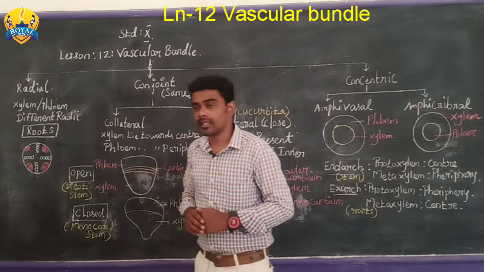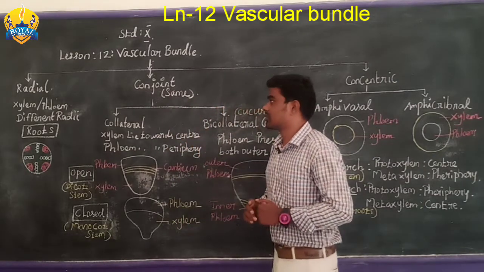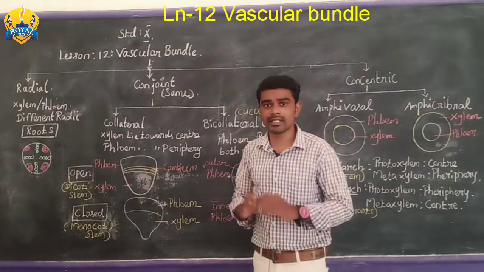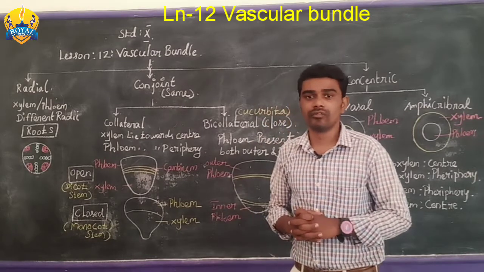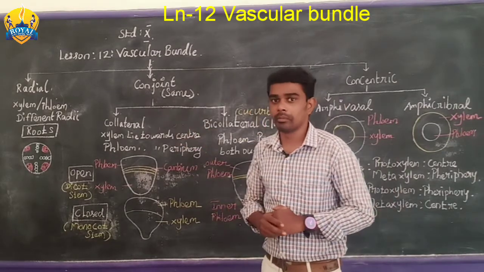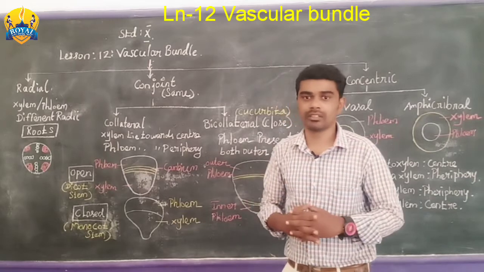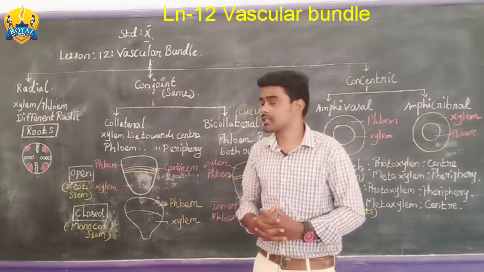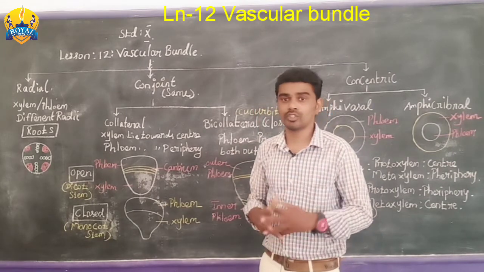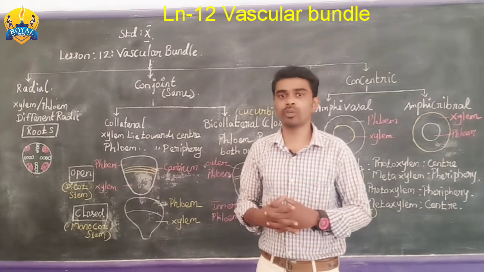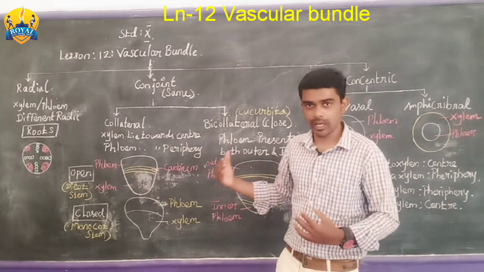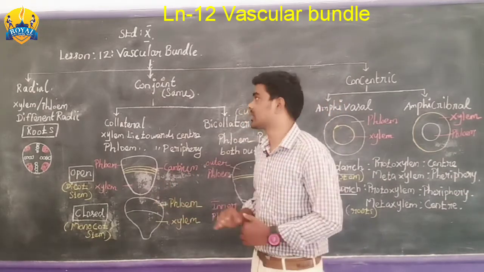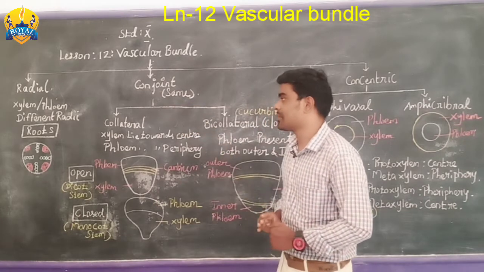And then the next is the conjoint vascular bundle. Conjoint means same. Both xylem and phloem are arranged together in the same bundle, which is known as the conjoint vascular bundle. Conjoint means joined. Xylem and phloem combine together and form a vascular bundle. That is known as conjoint.